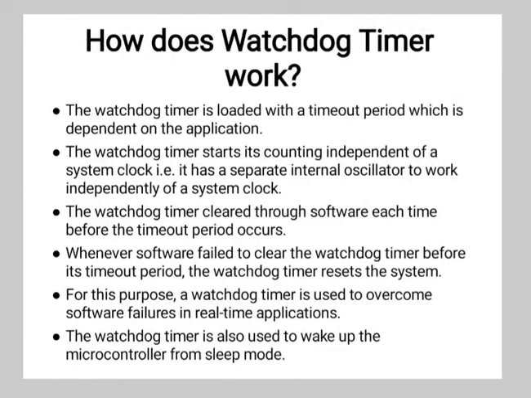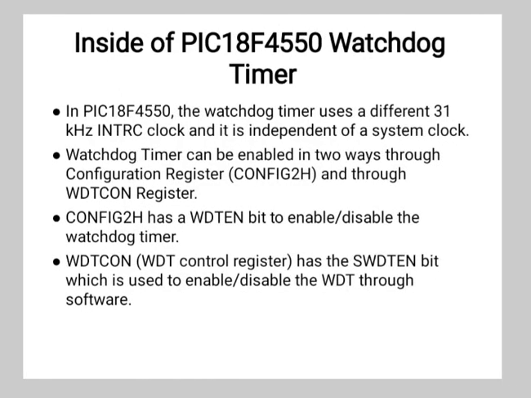So how does this watchdog timer work? The watchdog timer is loaded with a timeout period which is dependent on the application, and this timer starts its counting independent of the system clock. That is, it has a separate internal oscillator to work independently of the system clock. This timer is cleared through software each time before the timeout period occurs. So whenever software fails to clear the watchdog timer before its timeout period, the watchdog timer resets the system. For this purpose, it is used to overcome the software failure. It is also used to wake up the microcontroller from sleep mode.